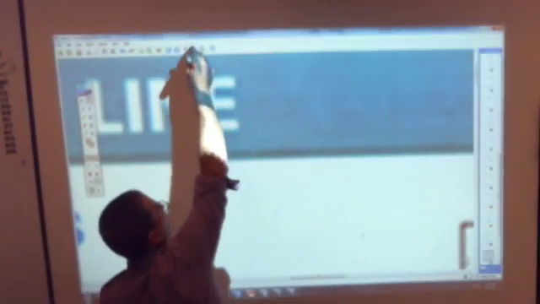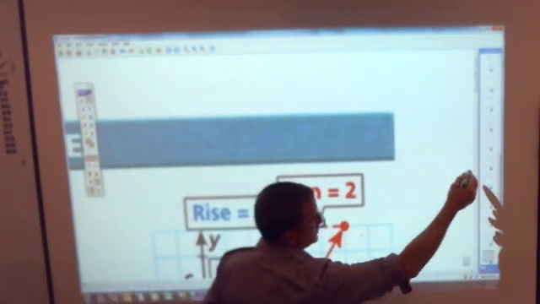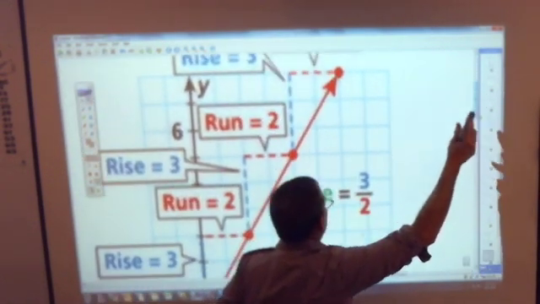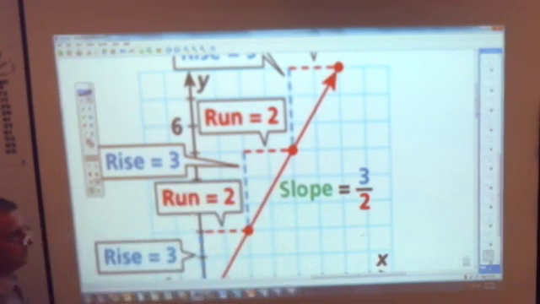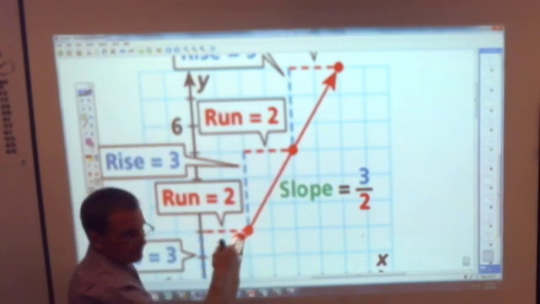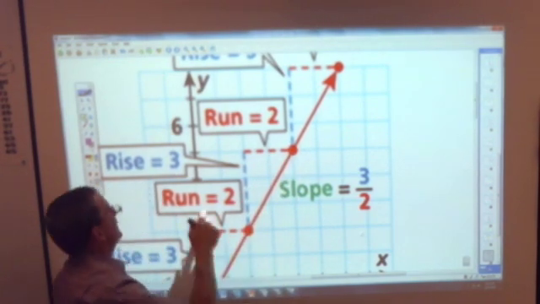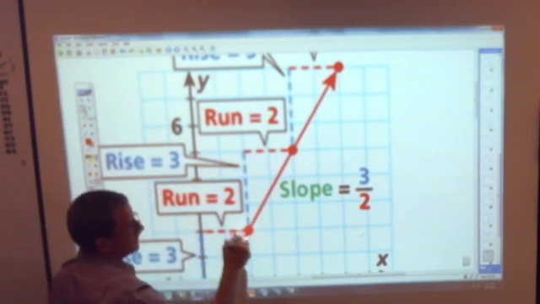What you have to do here, and you will always be given a grid to help you figure out slope, is with your grid, you make a right triangle. You have to find 2 points on that line that fall on the graph. You have to find an intersection. See how this line crosses?